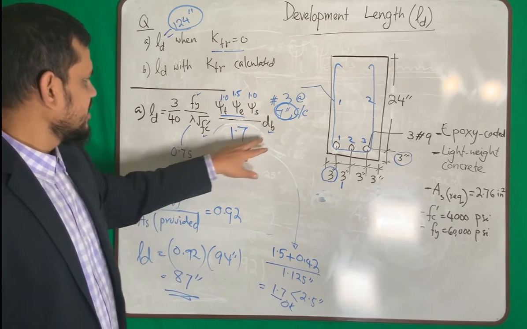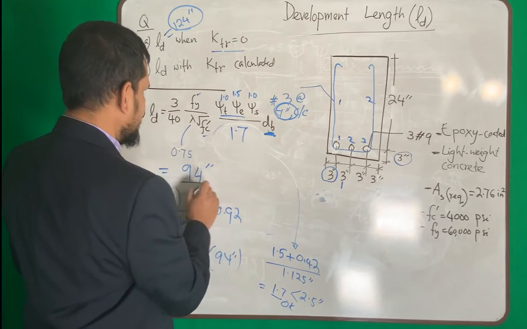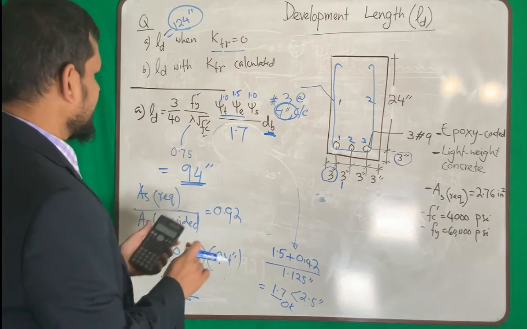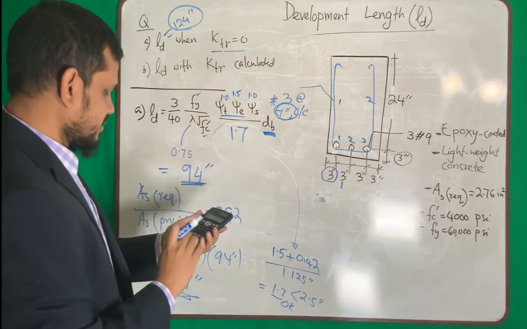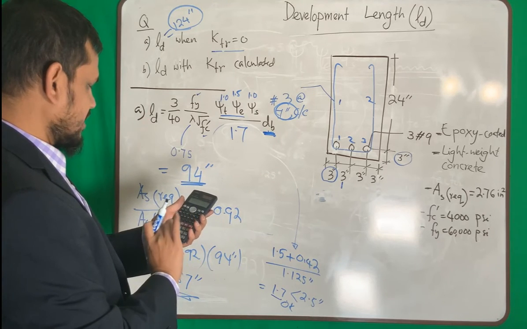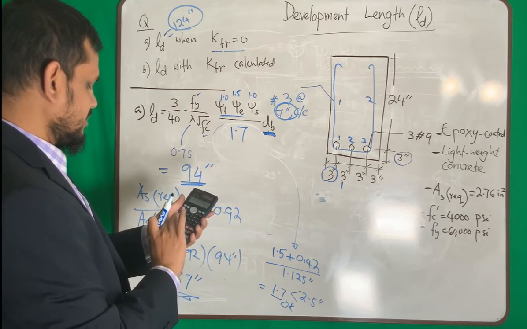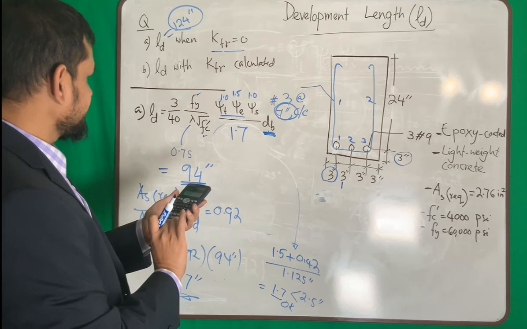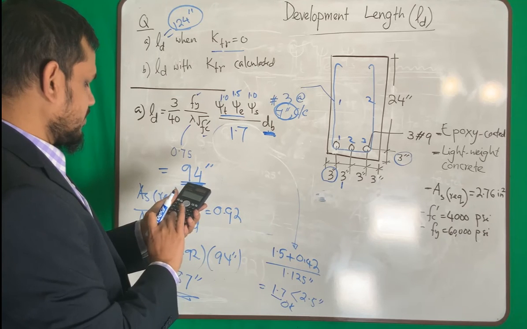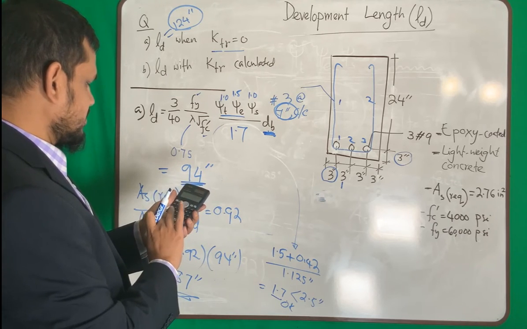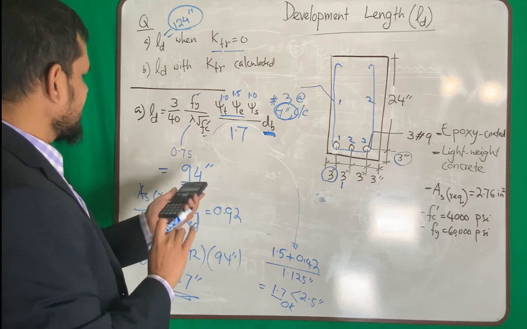I'm thinking, did I consider this when I did this calculation? So I will check one more time, because every time I do the calculation, I forget this one. So 3 divided by 40 times 60,000 divided by 0.7 divided by 4,000, 1.5, 1.125, 1.7. Yes, it is right.